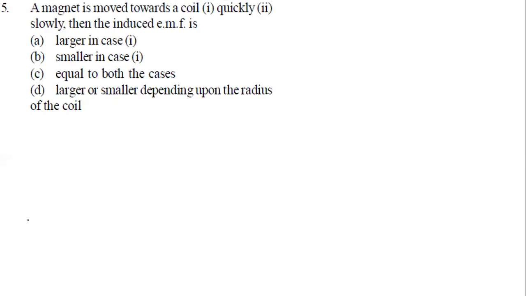Okay, next question. A magnet is moved towards the coil quickly and slowly. As you move quickly, flux is changing very fast. From Faraday's law, EMF = minus n times d phi by dt. As you move very fast, the rate of change of magnetic flux directly increases. As EMF is directly proportional, EMF also increases. So in the first case, if you move quickly, EMF is larger. So larger in case 1, this is correct.